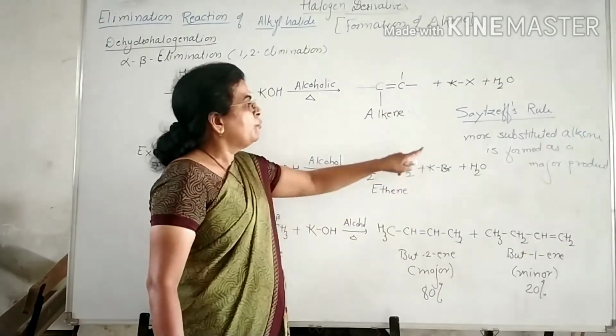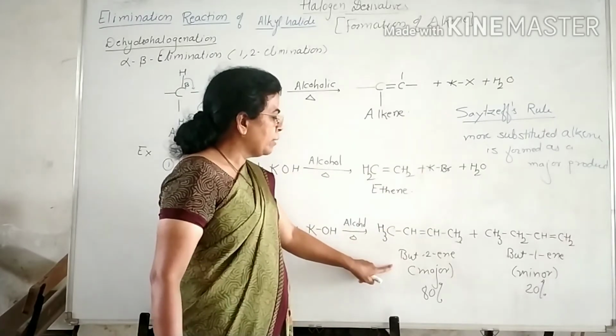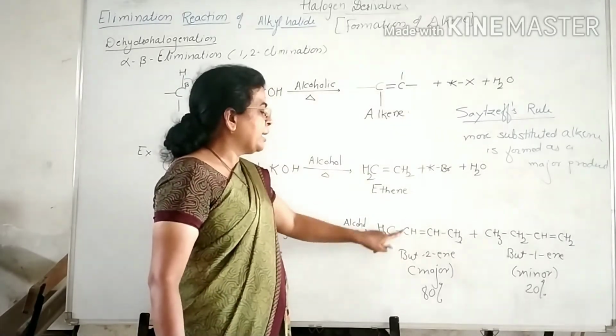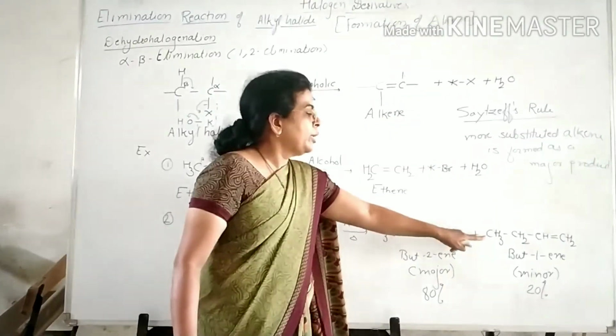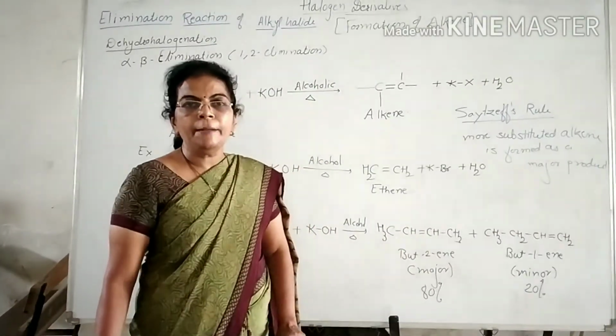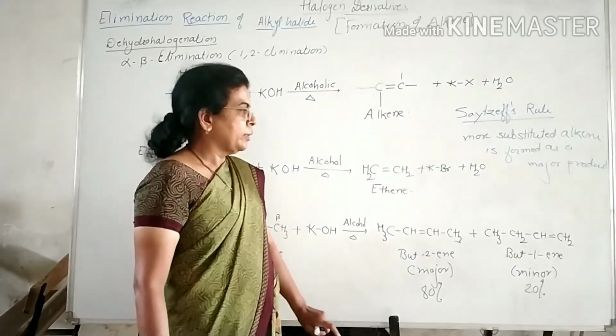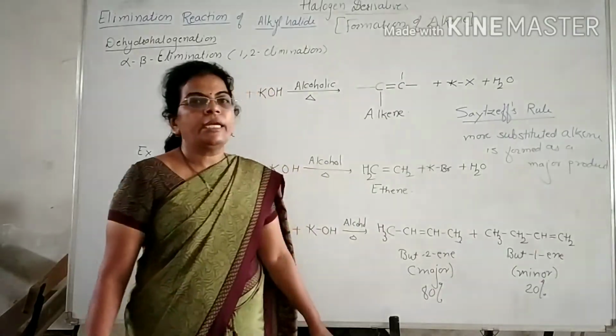Therefore, but-2-ene is formed as a major product and but-1-ene is formed as a minor product. This is according to Saytzeff rule.